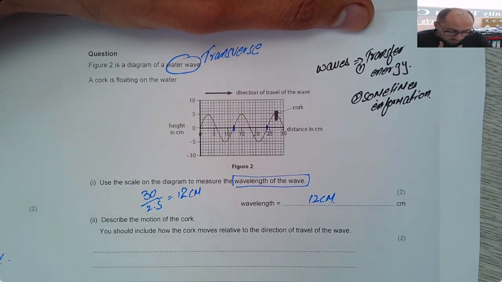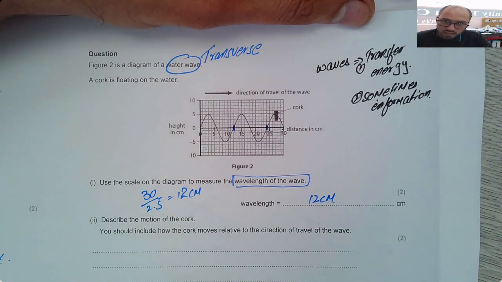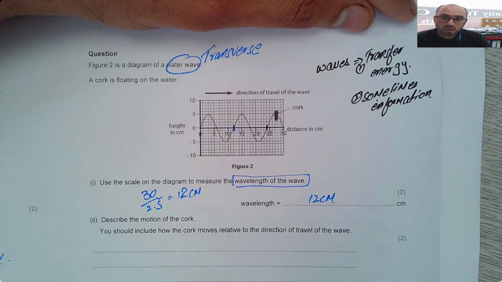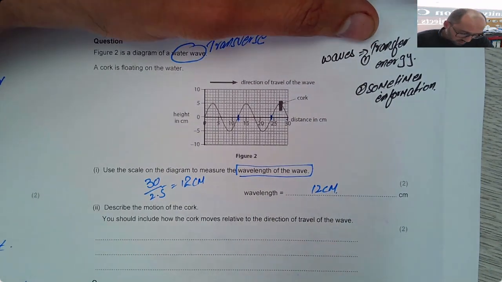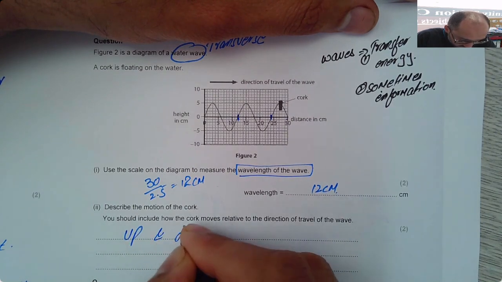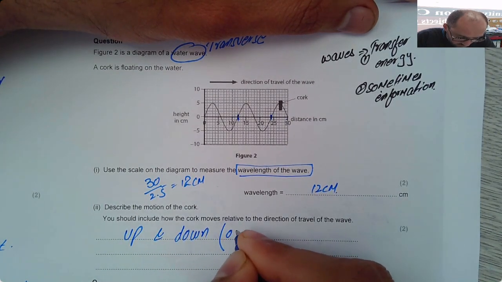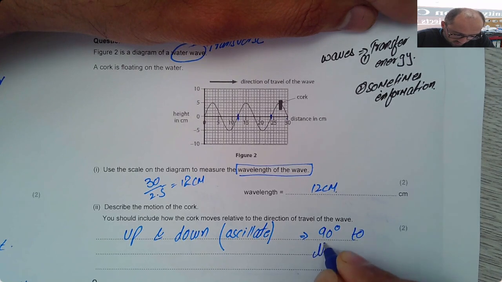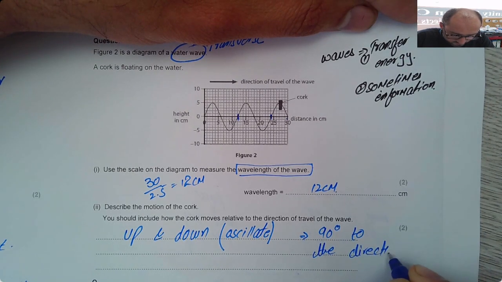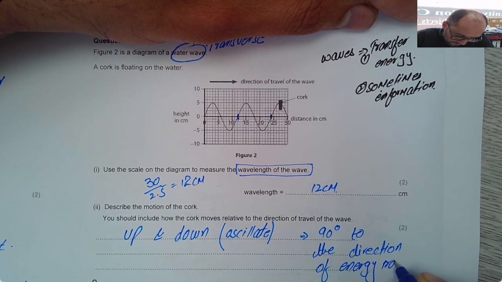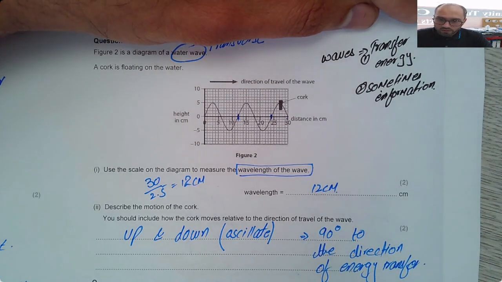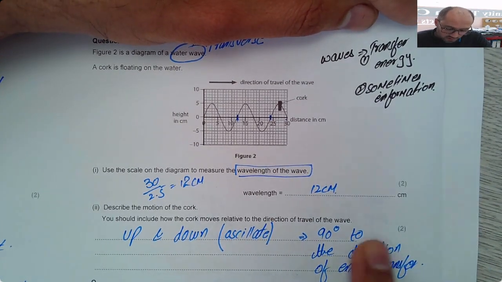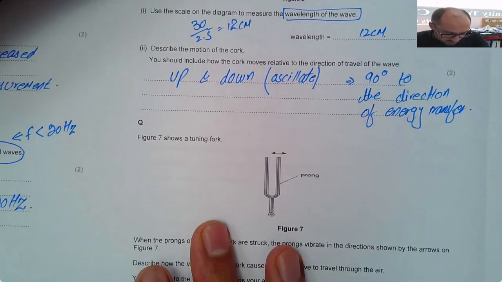Next question says describe the motion of the cork. I know it's a transverse wave and it is going from left to right. So the cork can't move left to right. It will move at 90 degrees to the direction of travel. So I can say it will move up and down. And if you write down oscillate 90 degrees to the direction of energy transfer, you get 1 mark for this and 1 mark for mentioning that it is 90 degrees to the direction of energy transfer. Let's have a look at the last question here.